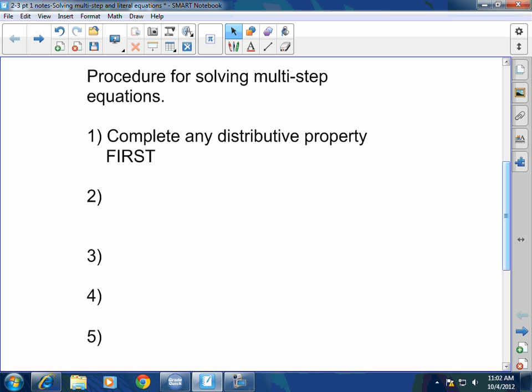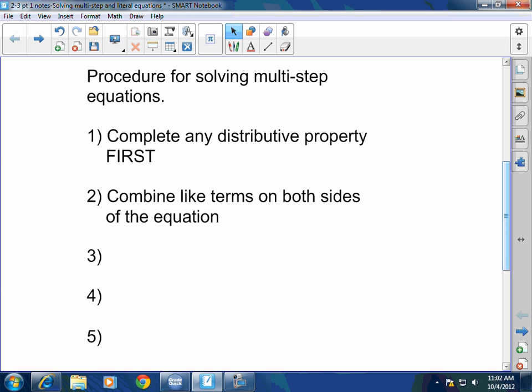Step 2. You're going to combine like terms on both sides of the equation. So you're going to look at the left side and the right side, and you're going to clean them up.